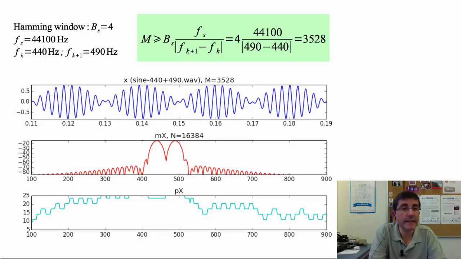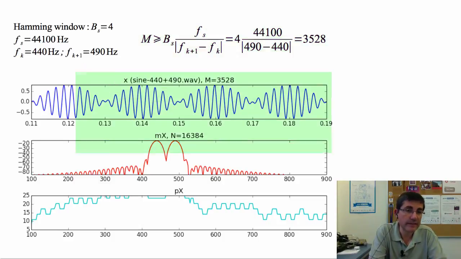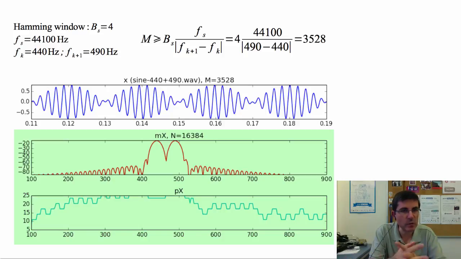So if we take 3,528 samples of this signal and we compute the DFT, with some zero padding so that we see a smooth spectrum, we see this magnitude spectrum. Clearly, we see two distinct peaks, each one corresponding to the transform of a Hamming window. And of course, in the phase spectrum, we also see the corresponding phases.